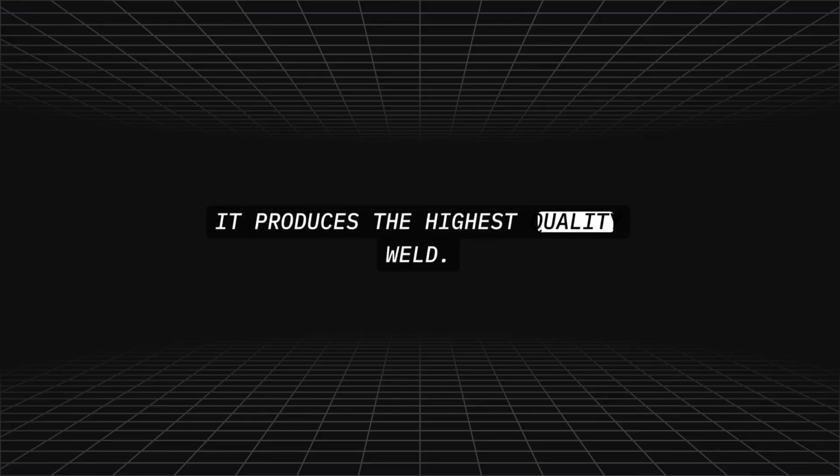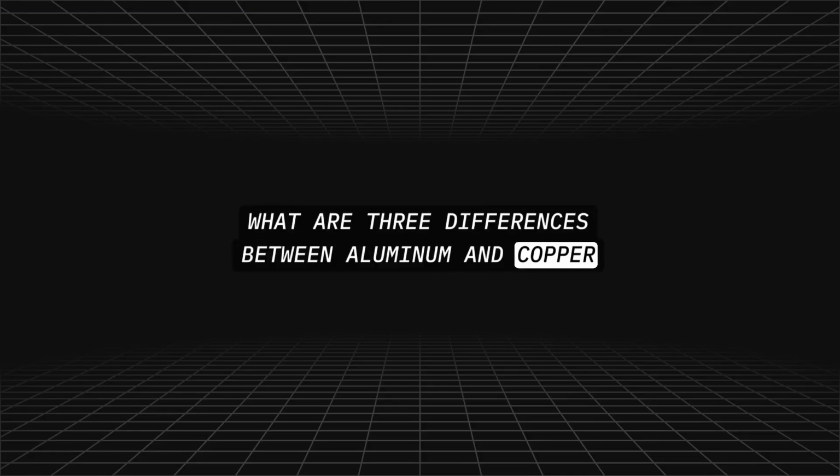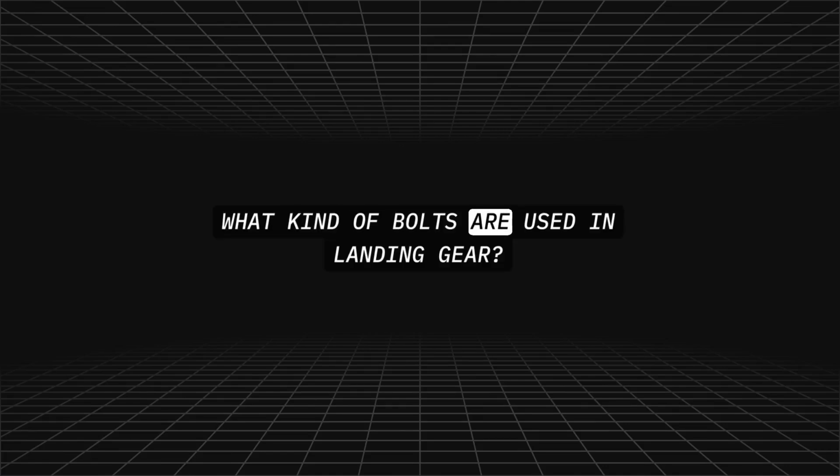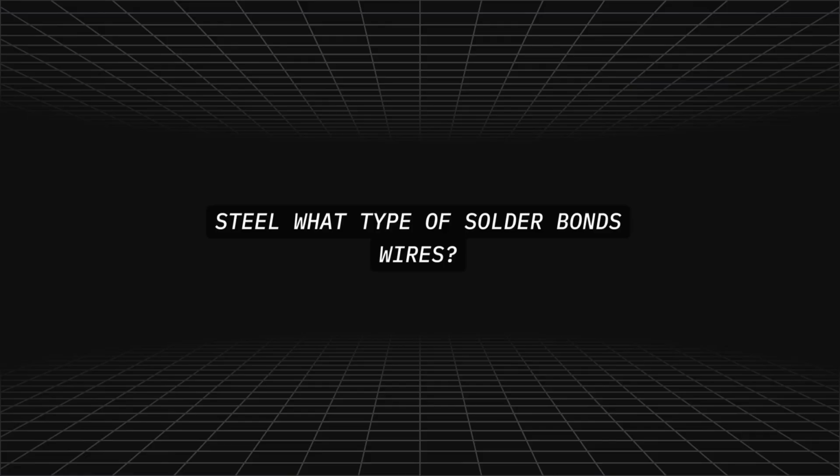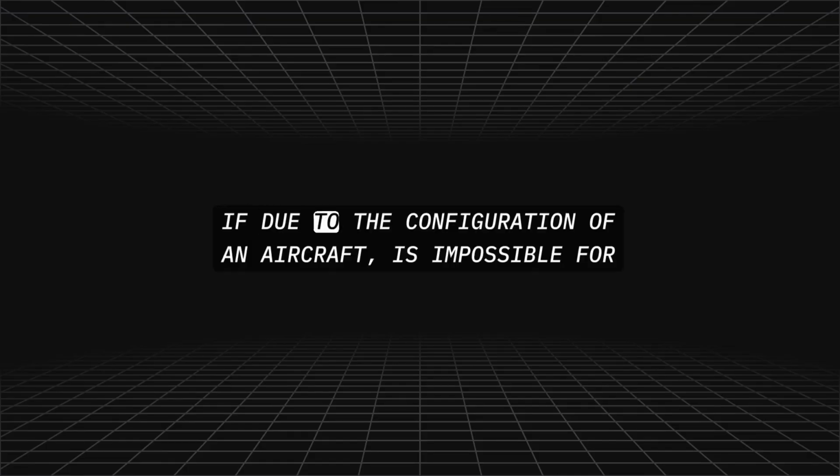It produces the highest quality weld. What are three differences between aluminum and copper wire? Size, weight, and price. What kind of bolts are used in landing gear? Steel. What type of solder bonds wires? Soft solder.